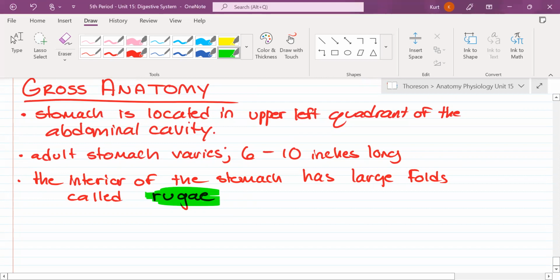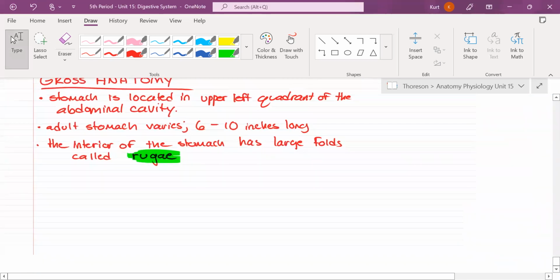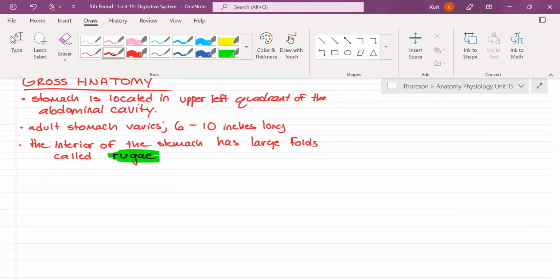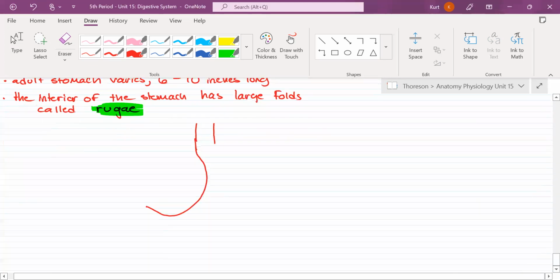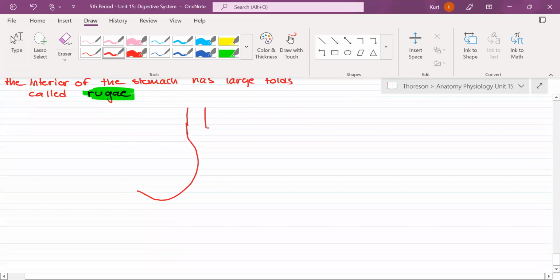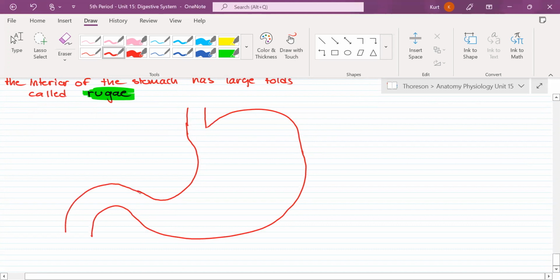So we're going to take a little break from writing. We're going to draw ourselves a stomach, okay? So let's start with the esophagus. Yeah, that's kind of bad. We're going to curve here. Let's continue. There we go. Okay, I'll give you a minute to catch up on that.